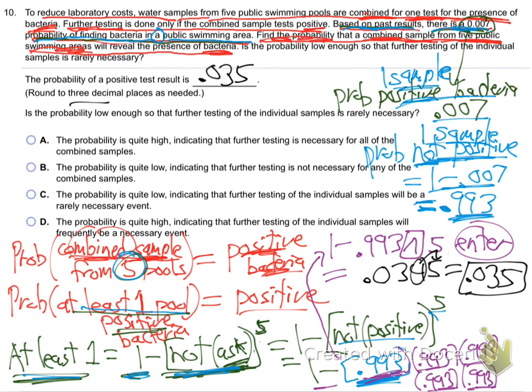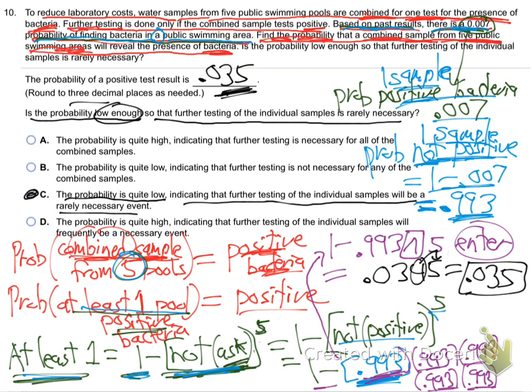Now, they have a follow-up question. Is the probability low enough so that further testing is rather safe? Is that pretty low? Yes, that's pretty low right here. Answer C. The probability is quite low. That's only a 3% chance. That's very low, indicating that further testing will rarely be necessary, right? Because they test the whole batch of 5. That's a way they can save time. If they just dump all 5 into one combined sample, even then the chance is only 3.5% that the sample is going to come out positive.